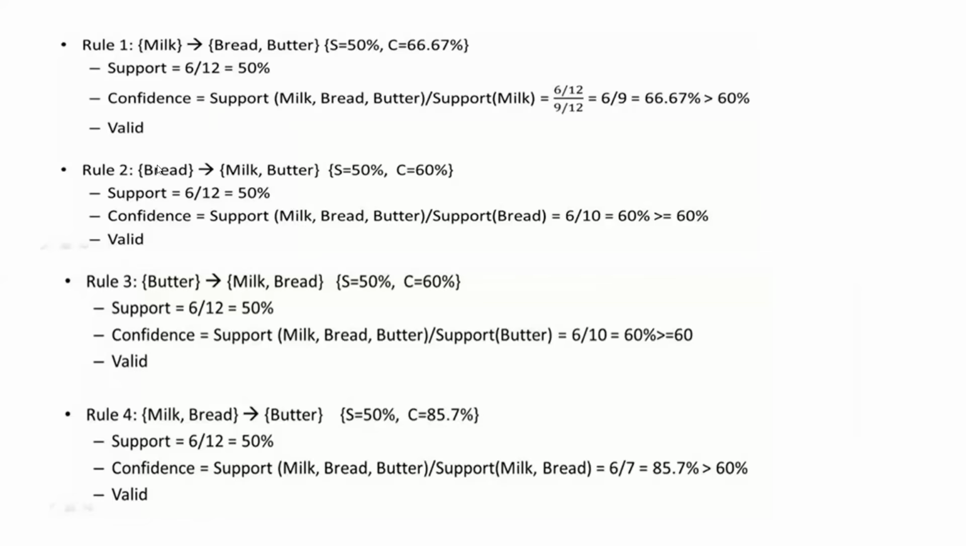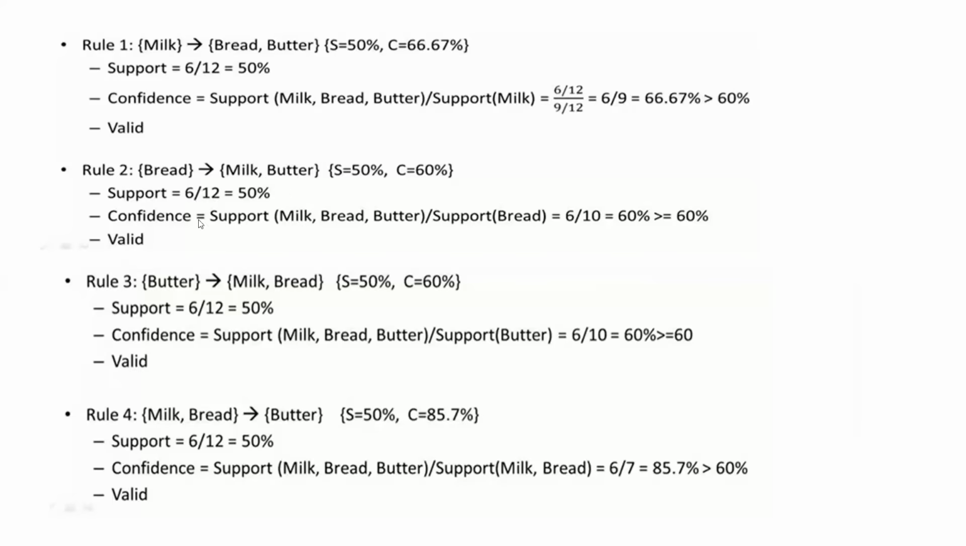Rule number 2: what is the second subset? The second subset is bread. Bread to I minus S, so that means milk and butter. So bread to milk and butter we will see. Okay. So I told you support will be I divided by total transactions, that is 6 divided by 12, 50%. That is the same, but still you have to write it the second time also.